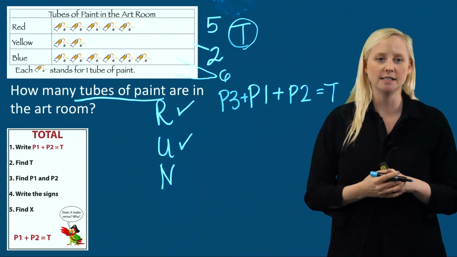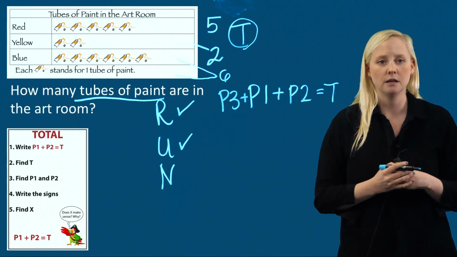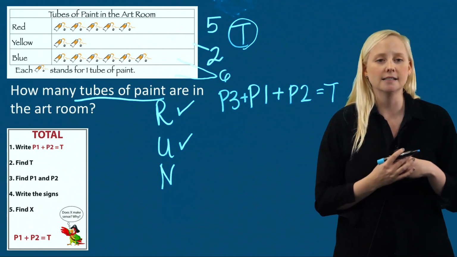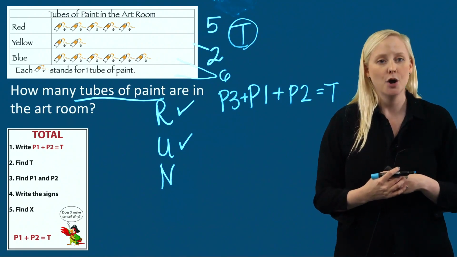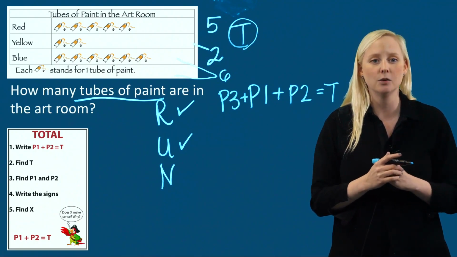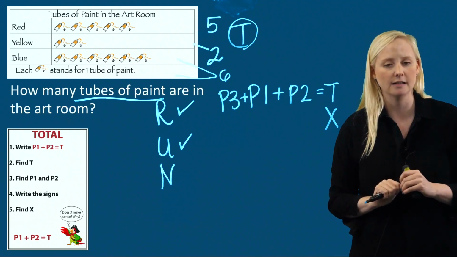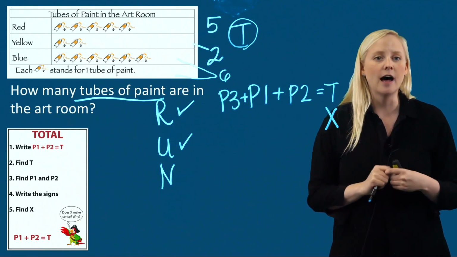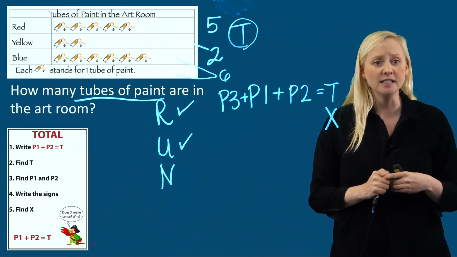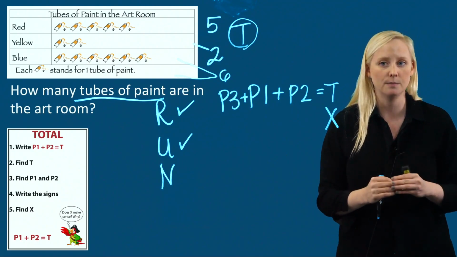Step 2 says find T. Again, sometimes we know T, sometimes we don't know T. Here, the question is asking us how many tubes of paint are in the art room. We don't know the number of tubes of paint in the art room, so we're going to mark T with an X. We're pirates, we mark our missing information with an X. Step 3 is to find P1 and P2, and in this case, P3, because we are dealing with a total problem that has 3 parts.